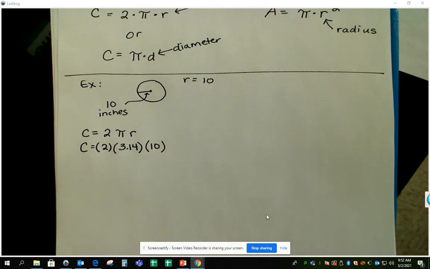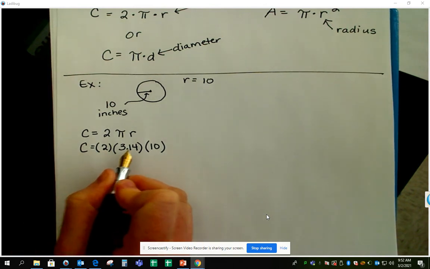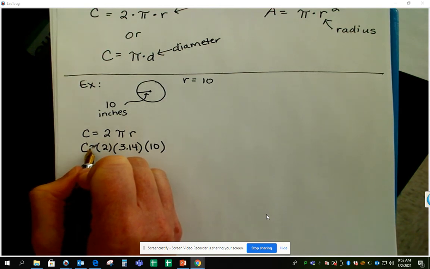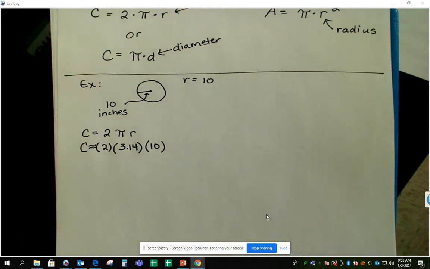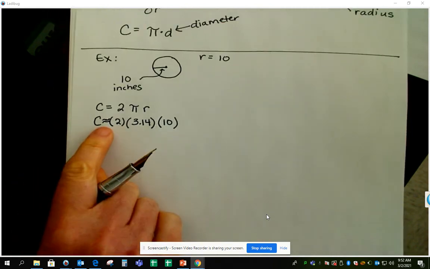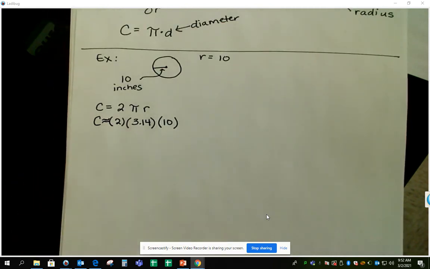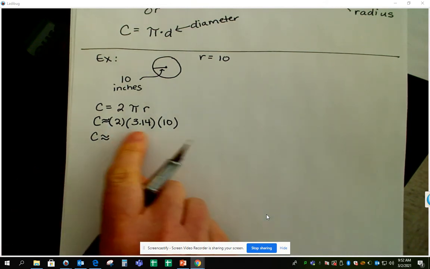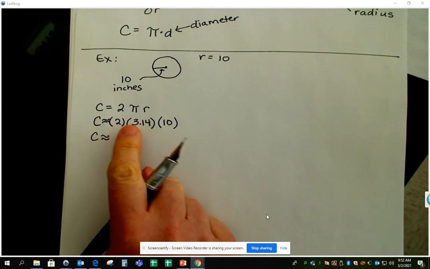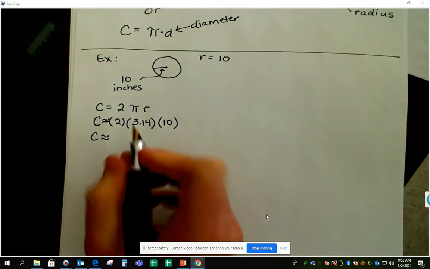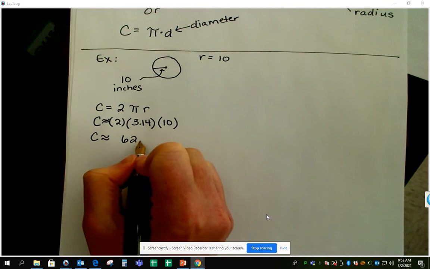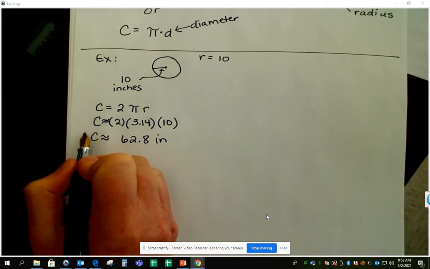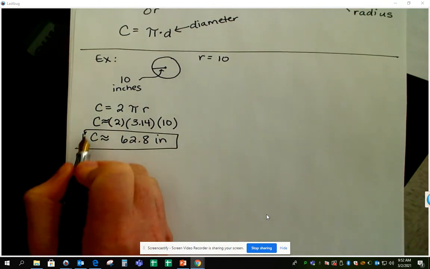And you know what? I already made a mistake, because if I put in 3.14, that's an estimation. So my equal sign needs to turn into an approximately equal to, a wiggly equal sign. So circumference is approximately equal to, and then from here you could just use your calculator. 2 times 3.14 times 10 would give you 62.8 inches. So that's our circumference. And now let's do the area.